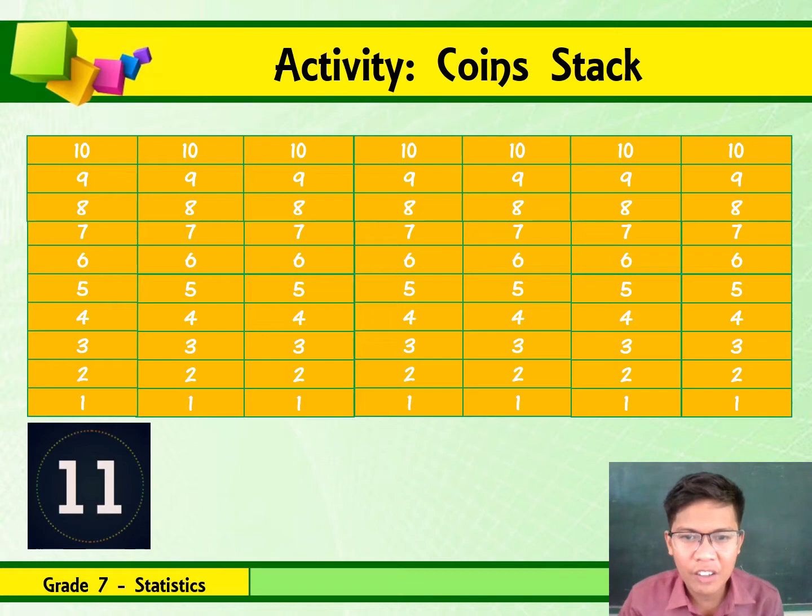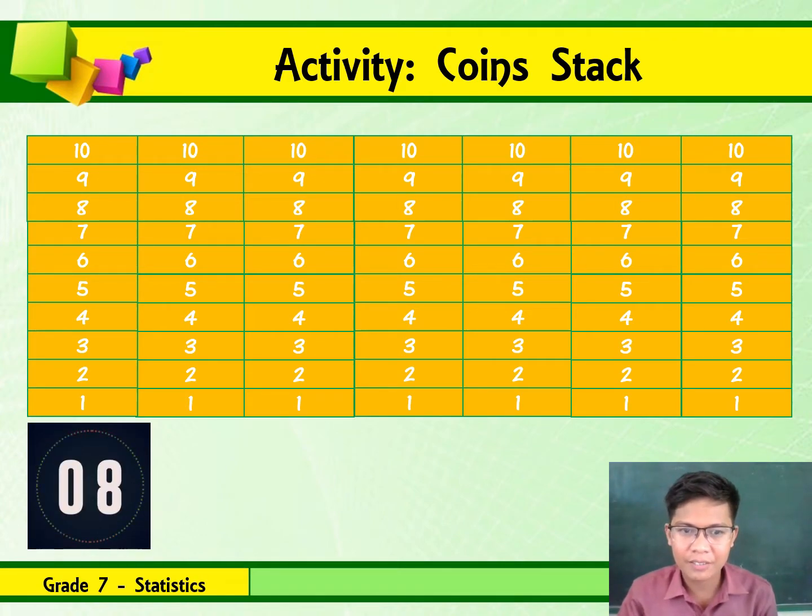As you can see, in the given stacks, we arranged or fairly distributed the stacks of coins and the result will be like this. So my question is, what should be the average of the stacks?